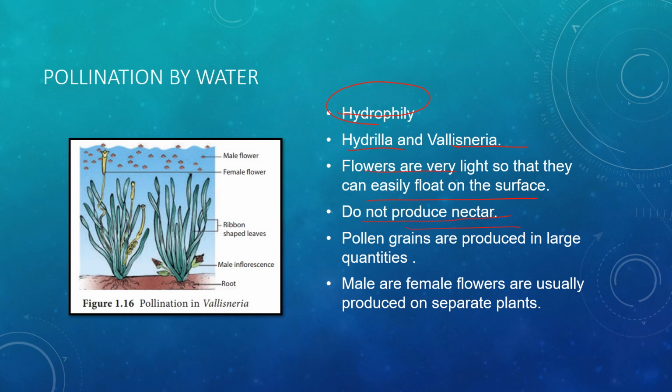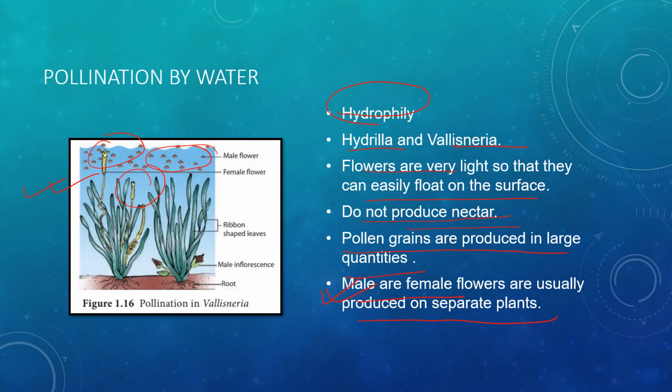The male and the female flowers are usually produced on separate plants, and here also the pollen grains are produced in large quantities. Now if you see the diagram, this is a Vallisneria plant. The male flower is submerged under water, and the female flower, on maturity, gets detached and floats on the water. The female flower has a long stalk, and it floats on the surface of the water.